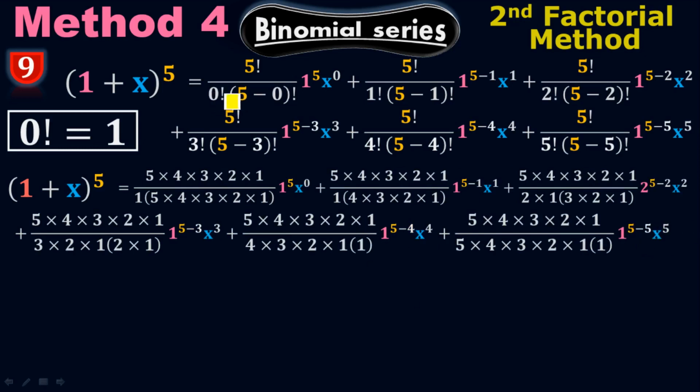0 factorial is not 0. 0 factorial is 1. It equals to 1 according to the factorial rule. So for the first term, we have 5 factorial in the numerator, which is 5 times 4 times 3 times 2 times 1. And then in the denominator, 0 factorial is 1. 5 minus 0 is 5. So I'm going to have 5 factorial, which is 5 times 4 times 3 times 2 times 1. Similarly, for the second term, we have 5 factorial, which is 5 times 4 times 3 times 2 times 1. 1 factorial is 1, and 5 minus 1 is 4. So we have 4 factorial, which is 4 times 3 times 2 times 1.